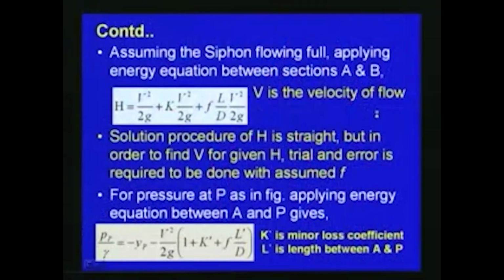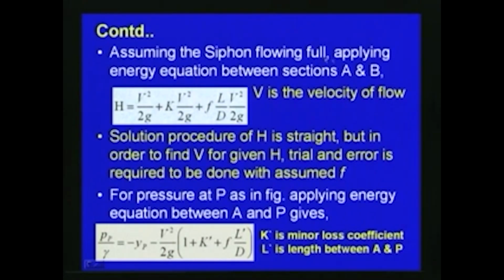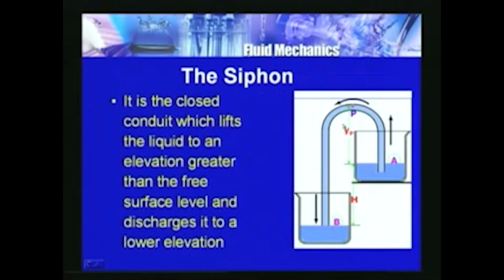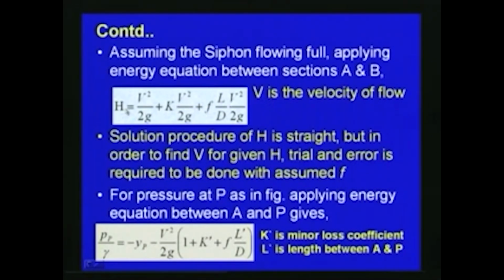So, as we discussed here with respect to this siphon, if assuming the siphon is flowing full, we can apply the energy equation between sections A and B. So, section A and B means between the reservoir A and B here, between this location and this location. So, if you apply the energy equation, we can write H is equal to V square by 2g plus K V square by 2g plus f L V square by 2g D, where V is the velocity of flow, f is the friction factor, L is the length of the siphon, D is the diameter of the siphon, g is the acceleration due to gravity, and K is the coefficient with respect to the minor losses. So, this gives the energy equation.